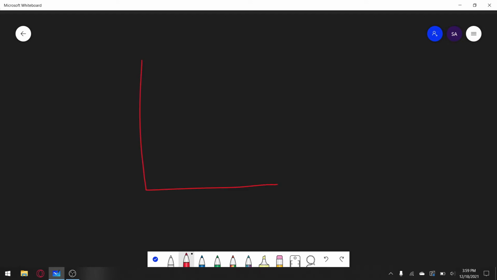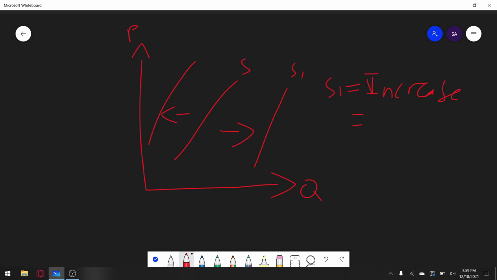Alright, then the movements. So let's draw a curve again. P and Q. So let's draw our supply curve. Now, supply can shift either to the right or the left. We use the word shift. When it shifts to the right, S1 and S2. So S1 would be equal to an increase in supply, while S2 would be a decrease in supply.